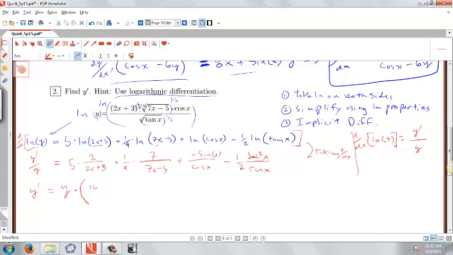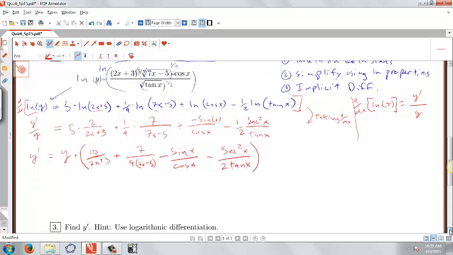We'll clean all this up. This is 10 over 2x plus 3 plus, I'm just going to do it like this, 7 over 9 times 7x minus 5. Then I'm going to bring this minus sign in the front, get minus sine x over cosine x. Then minus, I'm just going to leave this as secant squared x divided by 2 tangent x. And so the last step is to fully write out what this is.